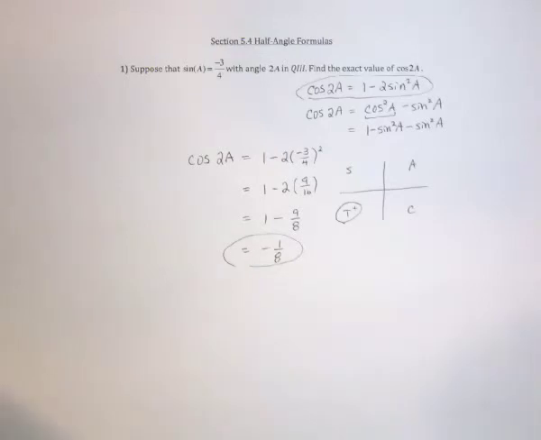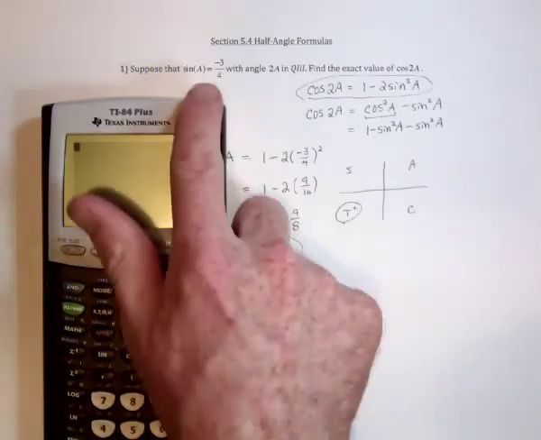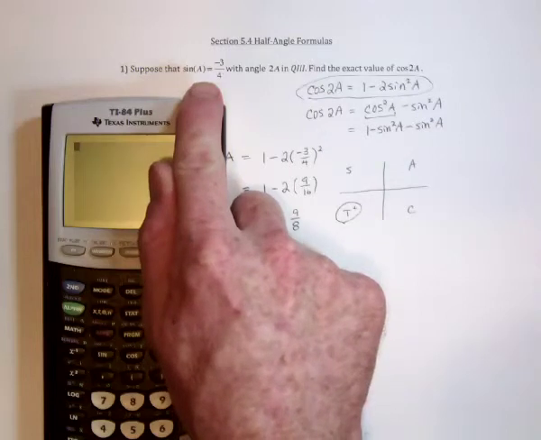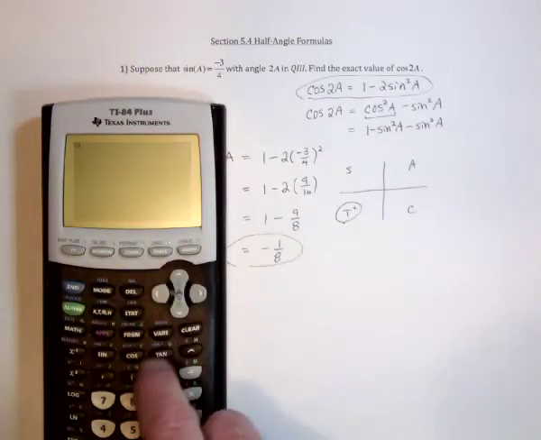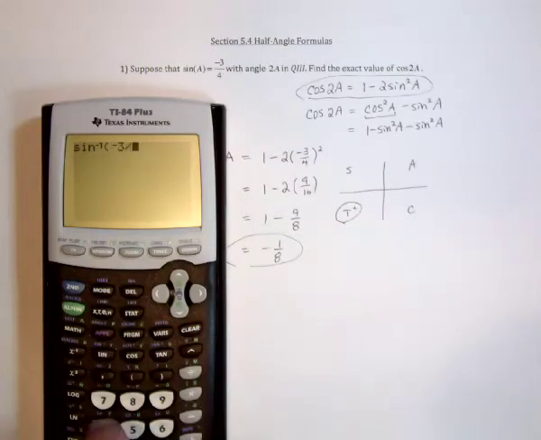And then to see if the 1/8 is correct, you could use the calculator, go back to the beginning of the problem, and take sine inverse of the negative 3/4. So sine inverse of negative 3/4, and it doesn't really matter if it's in radians or degrees, as long as you leave it in the same mode the whole time. So that looks like it's in radians, that's fine.